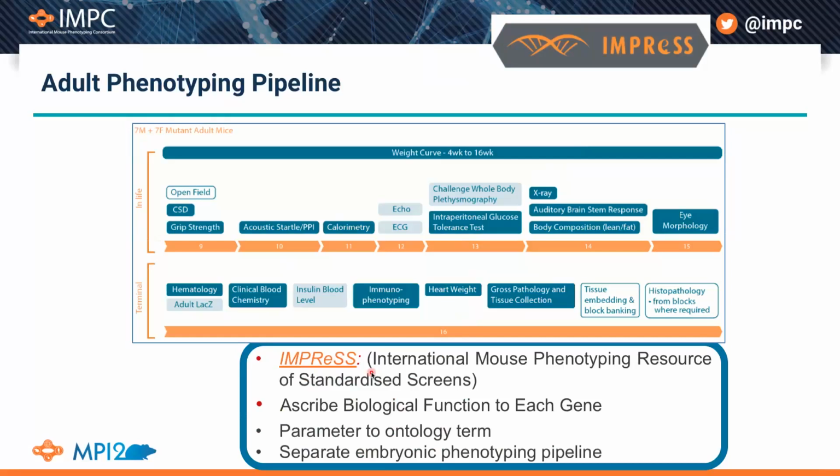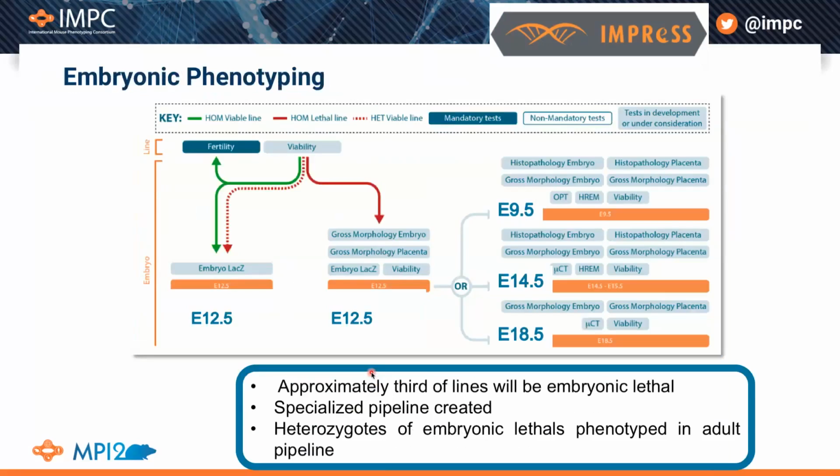One thing that was a little surprising when we first came into the project was the number of embryonic lethals we would have in these mice. It ends up 1/3 of our knockouts are embryonic lethal, meaning when both copies of the gene are turned off, we do not get a mouse that survives to birth.